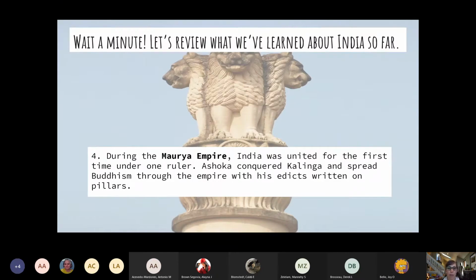One of the Mauryan emperors was named Ashoka, and after conquering an area called Kalinga, he felt so bad about everything that he'd done during the war that he decided to become a Buddhist and give up all violence. And then he spread Buddhism through the empire, saying, this is our official religion now. And he did that by writing edicts on pillars that he placed throughout India.